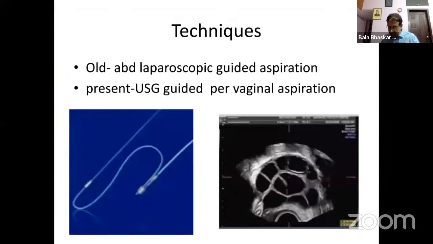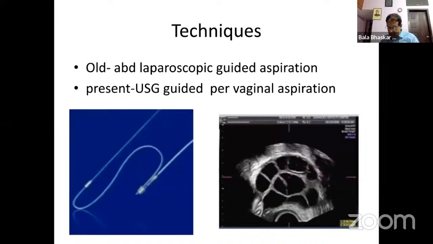So what are the techniques? In olden days, they used to do abdominal laparoscopic guided aspiration of follicles, for which regular general anesthesia involving either inhalation agents or a relaxant technique used to be given. But the technique is obsolete now.